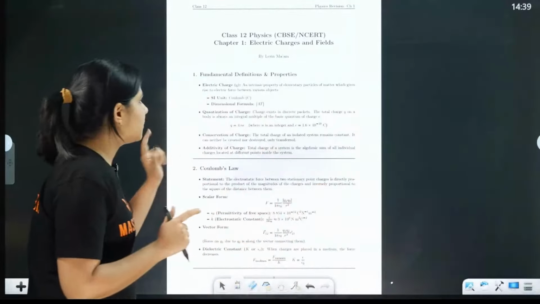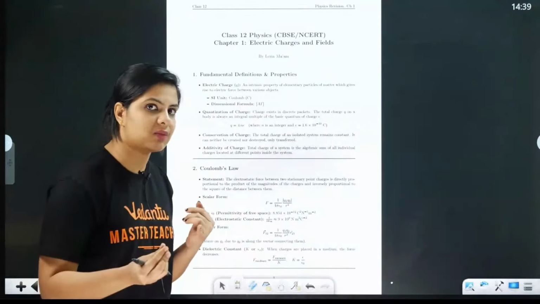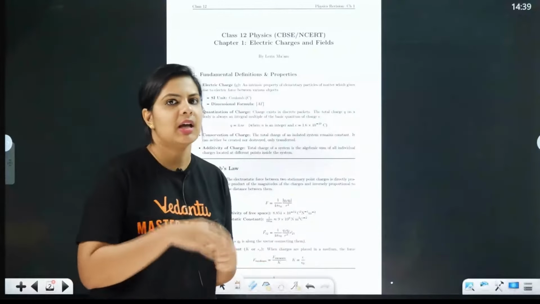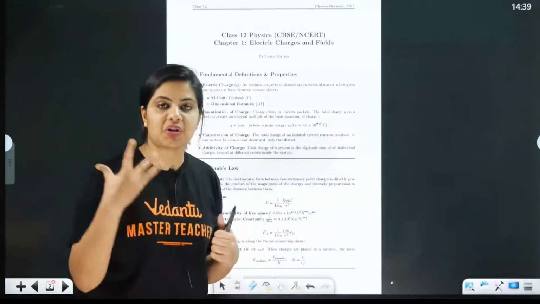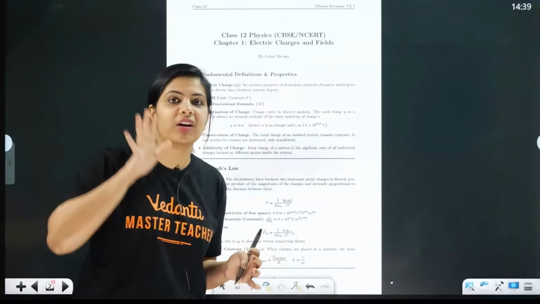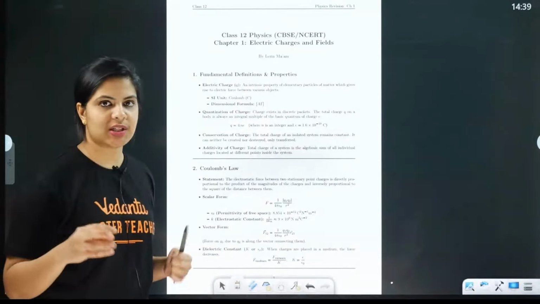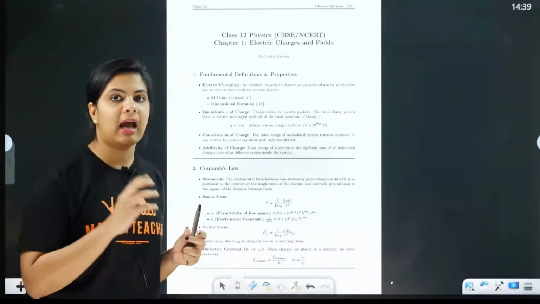Next, if you are checking the conservation of charge, there might be a question: what is conservation of charge? The charge remains the same every time. We cannot create a new charge, we cannot destroy any charge. Next, the additivity of charges, like numbers, we can add these charges.